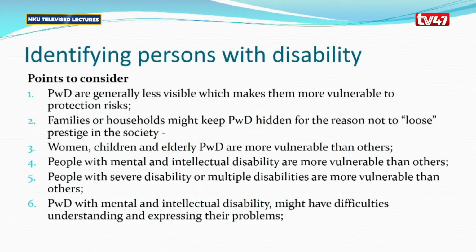Next, people with severe disability or multiple disabilities are more vulnerable than others. That's another thing that we need to consider if we are to offer protection as social workers to persons with disability. Next, people with disability who have mental and intellectual disability might have difficulties understanding and therefore have a problem expressing their problems.